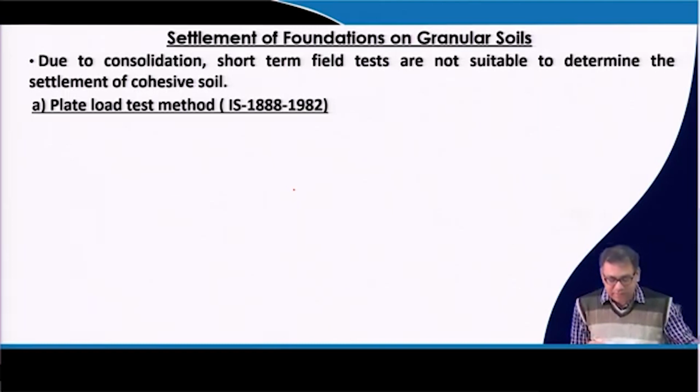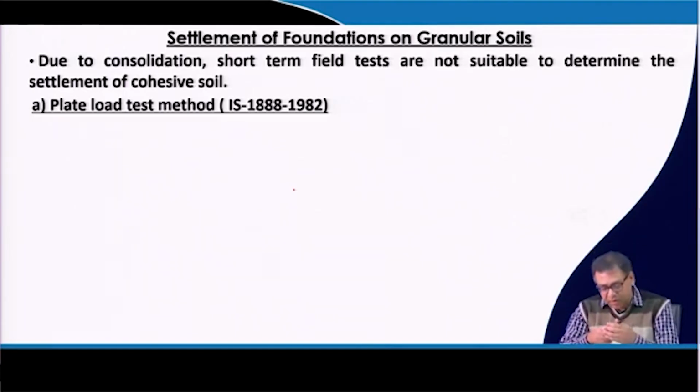This is a short term test, so it is not suitable for cohesive soil generally. Although we have equations or correlations available for cohesive soil also, it is recommended that you use this test, or any field test, for cohesionless soil, because it will give better results. These tests are short term, and cohesionless soil settlement is short term, because it is immediate type of settlement. That is why you use these tests for cohesionless soil, whereas cohesive soil settlement is a long term settlement.